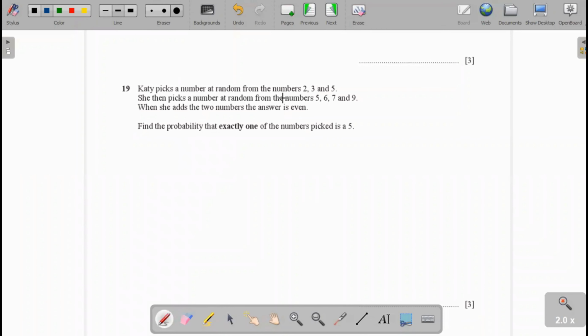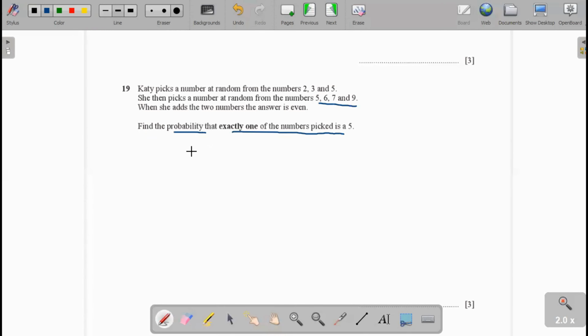Katie picks a number at random from the numbers 2, 3, and 5. She then picks a number at random from the numbers 5, 6, and 7. She adds these numbers and the answer is event x. Find the probability that exactly one of the numbers picked is a 5. Now to find the probability of that event, we have to find the outcomes of the sample space.